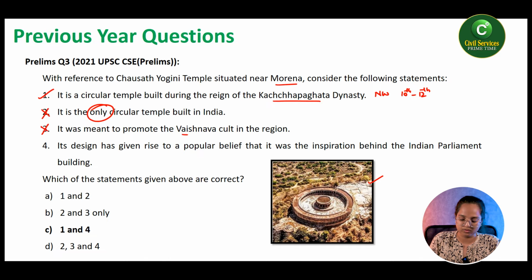So, it was meant to promote Shaivism, not Vaishnavism. Next, its design has given rise to a popular belief that it was the inspiration behind the Indian Parliament building. So, old Parliament building edaithe undo, it is also in a circular shape. So, statement 4 is correct. So, from this 1 and 4, that is option C is the right answer.